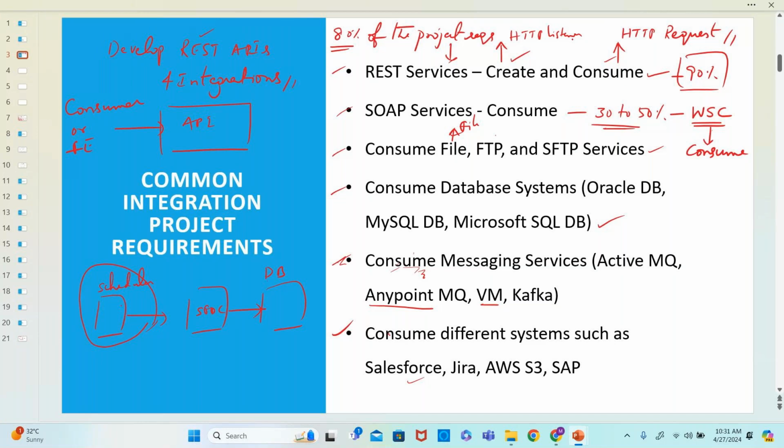Okay, any questions so far? These are the common integration project requirements. Most of the time, projects will have these requirements for sure, maybe a combination of these, where some will be there and some will not. But most of the time, all projects will cover these connectors and components. If you have any questions, please let me know here. Okay, I'll go with the next one.